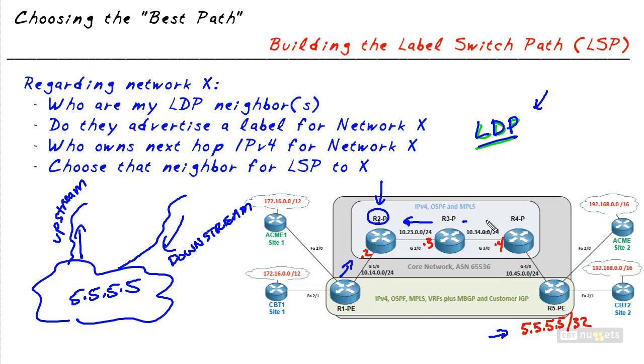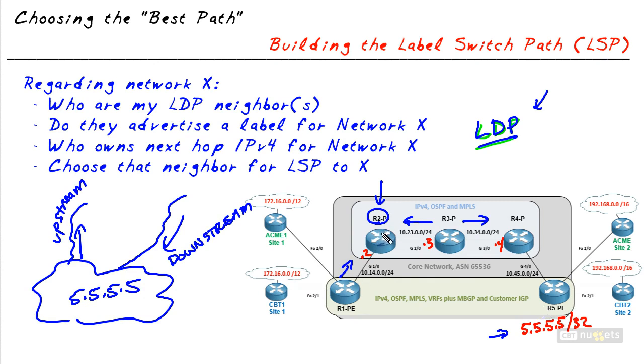So from R3's perspective, it would know from its IGP about network 5.5.5.5. It would generate a local label for that. It would advertise that label downstream towards R4 and upstream towards R2. So in this example, R3 is advertising a local label mapping for 5.5.5.5 over to R2, and R1 is also advertising its local label mapping for 5.5.5.5 over to R2.